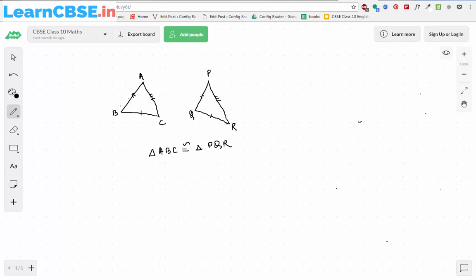Not just that, we can even say the area of triangle ABC is equal to the area of triangle PQR. That's what congruency means. Two figures are congruent when their lengths, the measurements of their angles, and the area, everything should be equal.